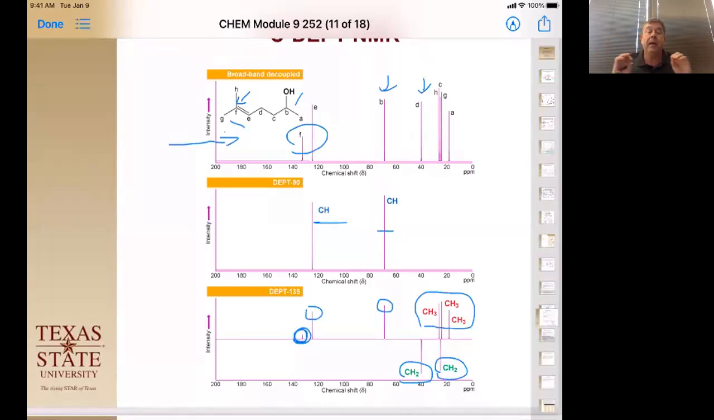But because during the experiment we give it high energy, it starts to break apart. And when it breaks apart, it fragments in a certain pattern. And I'll show you a couple of those different patterns to pay attention to.